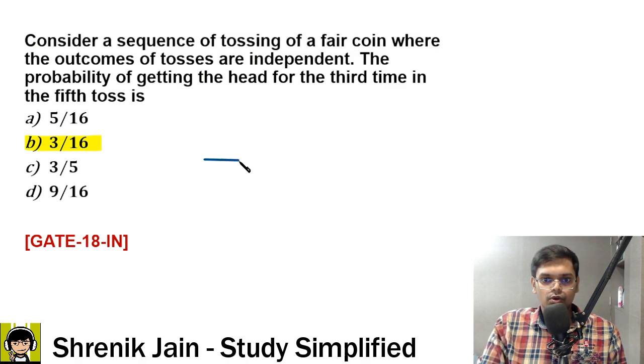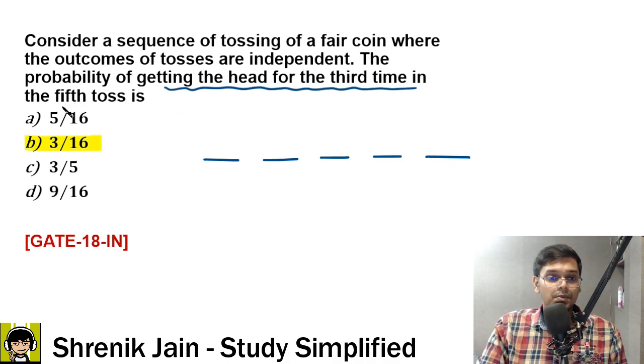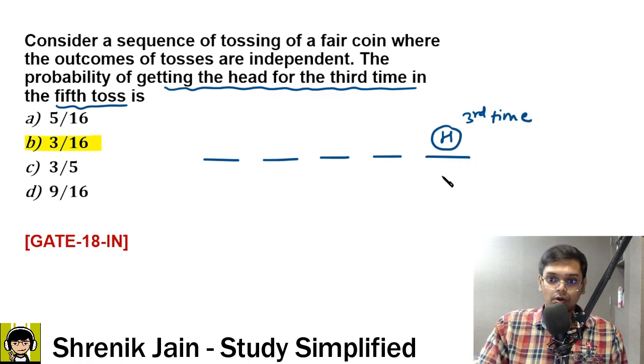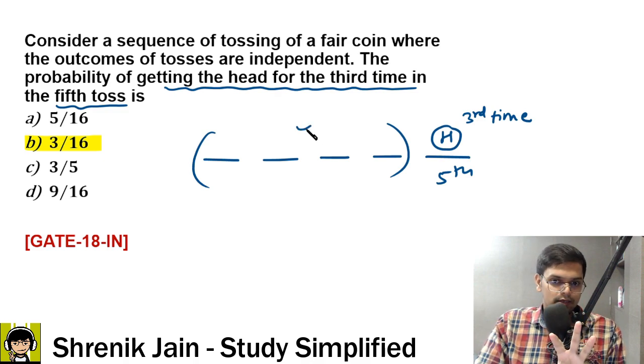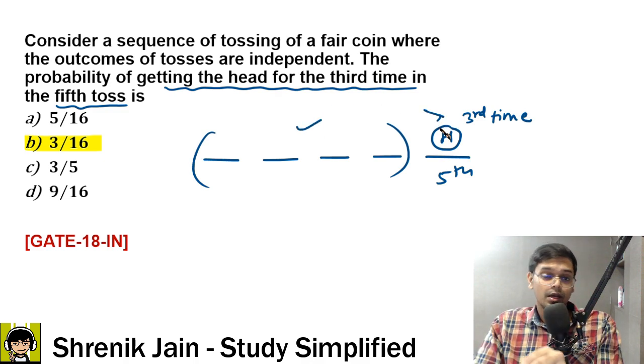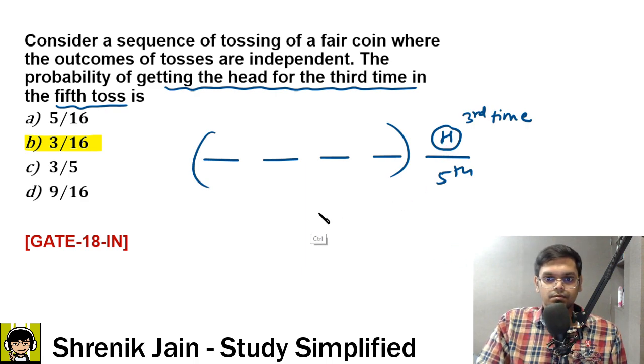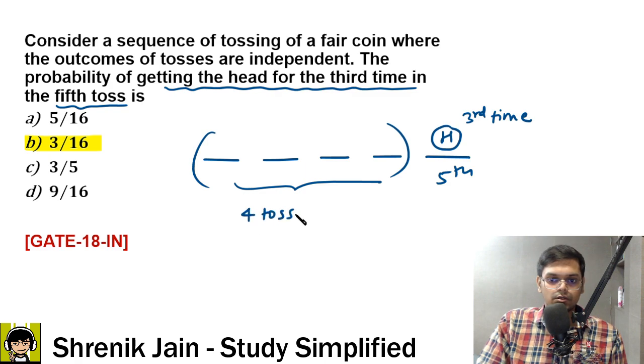They are saying we are doing 5 tosses. First, second, third, fourth, fifth. And what they need is that we get a head for the third time in the fifth toss. So they need a head, but this head is the third time in the fifth toss. This basically means in the previous 4 tosses, exactly 2 heads you have gotten. Because if you got 2 heads here, then only you can say I will get a third head in the fifth toss. Okay? So this by default creates a scenario that in the 4 tosses, you will have exactly 2 heads.